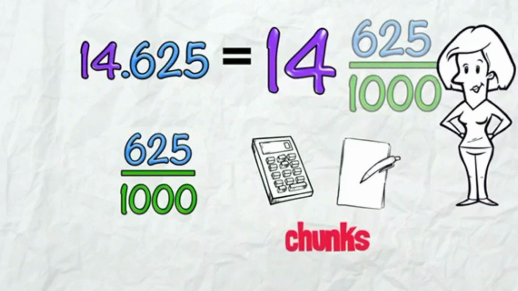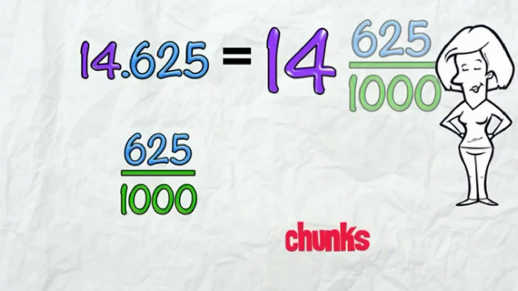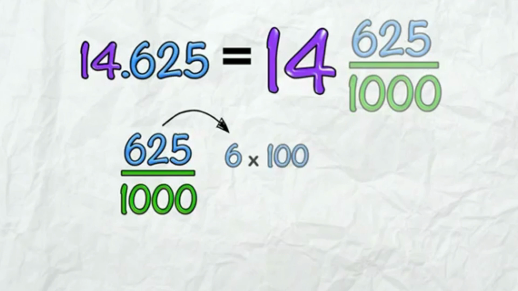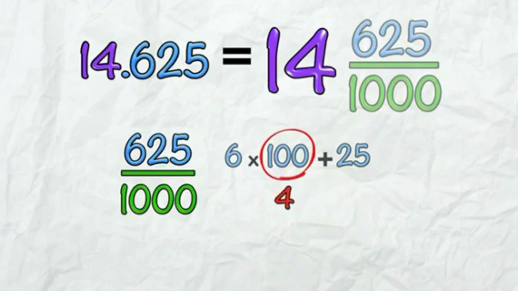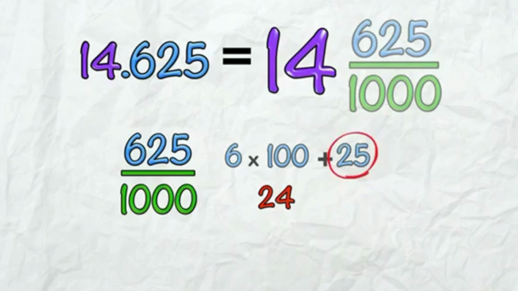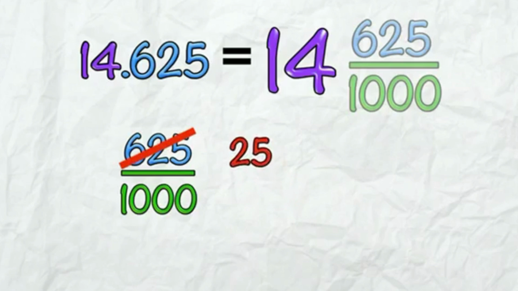I'm going to chunk this problem. That lets me use logic like this. 625 can be broken down into 6 lots of 100 and 25. In each 100 there are 4 lots of 25. Multiply that 4 by 6 because we've got 6 hundredths, and that gives us 24. And there's one more group of 25 to include. We have 25 for our numerator.